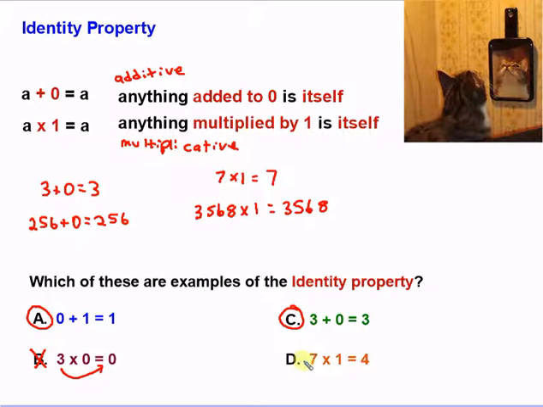How about D? 7 times 1 is equal to 4. Wait a minute. 7 times 1 is not equal to 4. 7 times 1 is equal to 7. Is that an example of the identity property? Yes, it is. Any number multiplied by 1 is itself. So 7 times 1 is equal to 7. That is an example of the identity property.